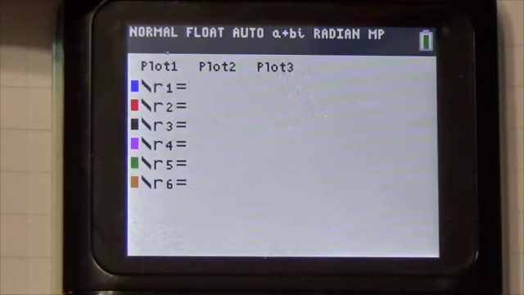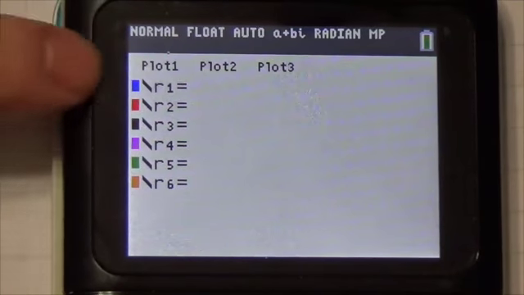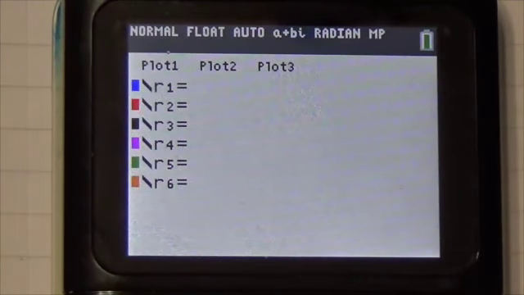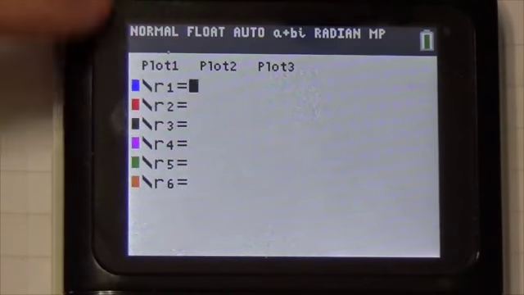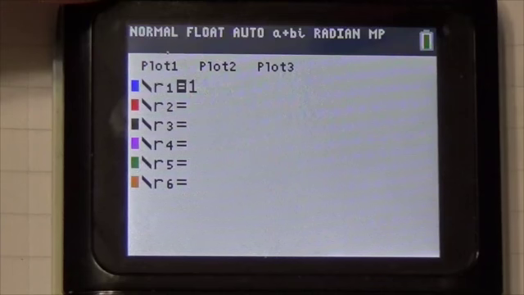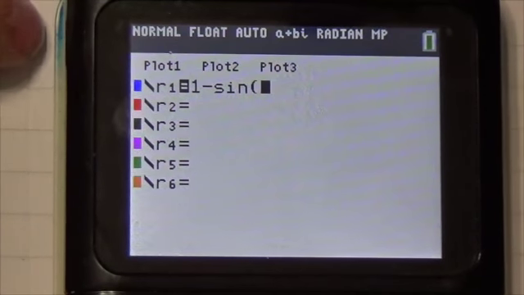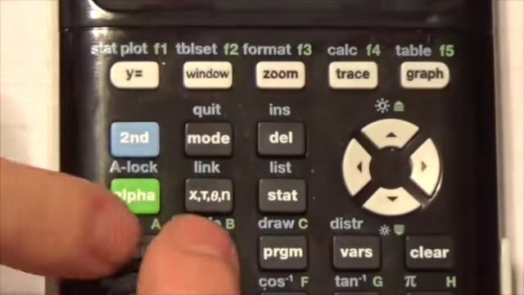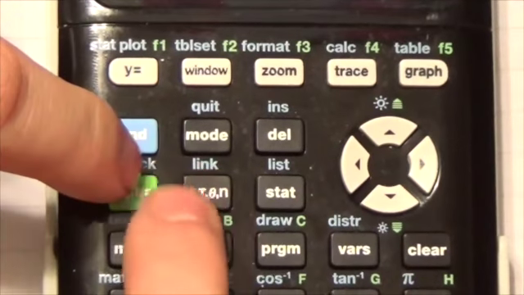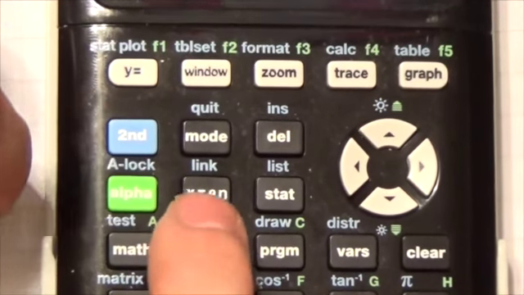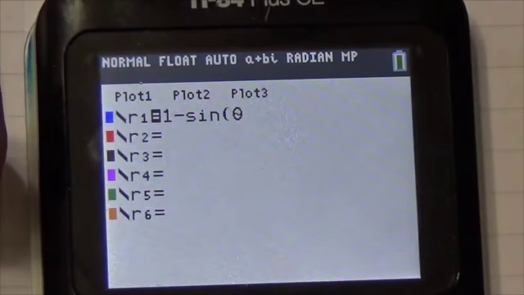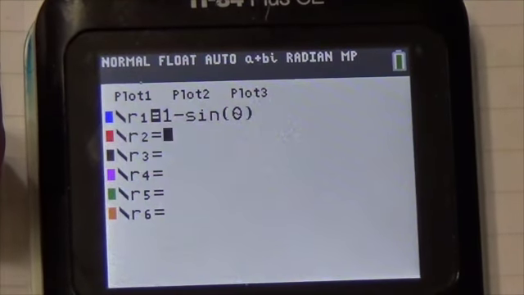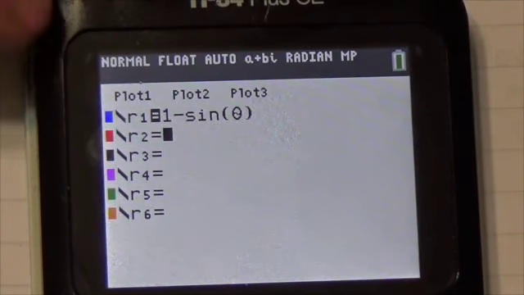And if we go into y equals, where you normally put an equation here to plot, notice it looks a little different here. So this is our r, this is our radius. So we're going to enter 1 minus the sine. Now in this case here, I'm going to put a theta there. Once you're in polar coordinates, this variable button becomes the theta. So I'm going to press this right here and it puts a theta there. Good.